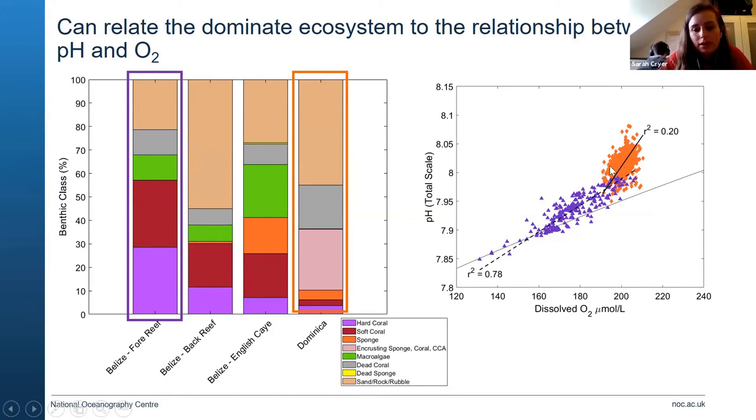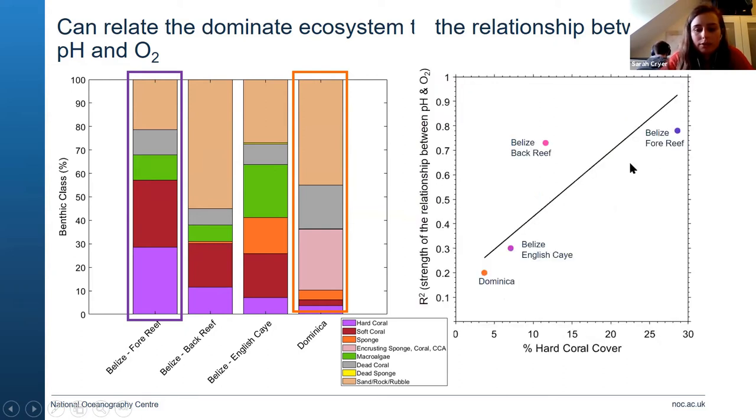So this is looking at the strength of the relationship between pH and oxygen versus hard coral cover. We've got hard coral cover along the x-axis and the R squared, which is simply the strength of the relationship. We can see that as hard coral cover increases, so does the relationship between oxygen and pH, where closer to one is a stronger relationship. So it starts to give us an idea of how we might use this platform to not only monitor ocean acidification, but, if it was in a reef site, to monitor a reef environment.